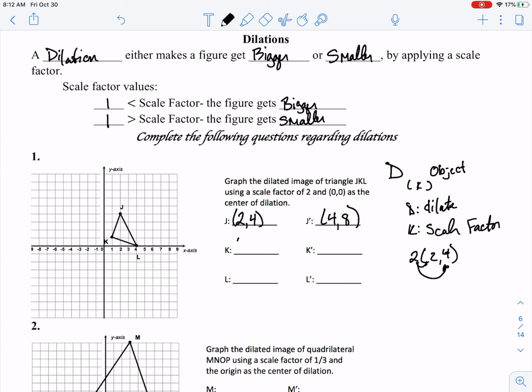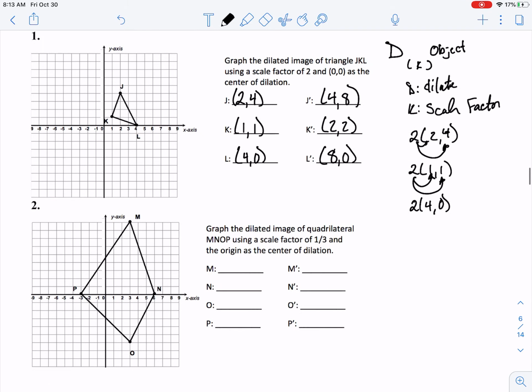K is (1, 1). So it'll be 2 times (1, 1). Again, distribute, and when we distribute, we multiply, and it will become (2, 2). L is (4, 0). So 2 times (4, 0) would make it (8, 0). And then you would just plot it. So again, start off trying to do just your points. And if you can't do just your points, then actually plot your figures.